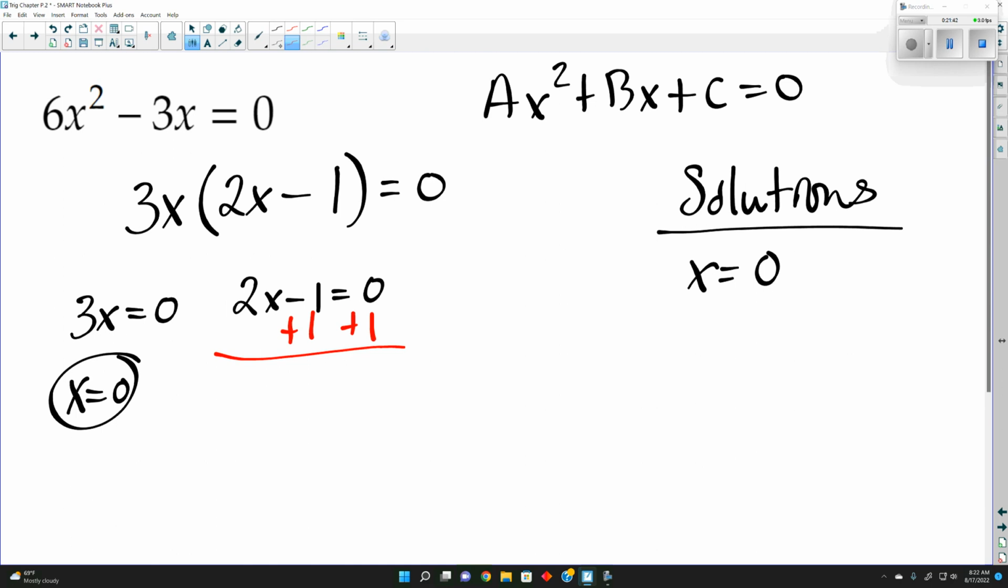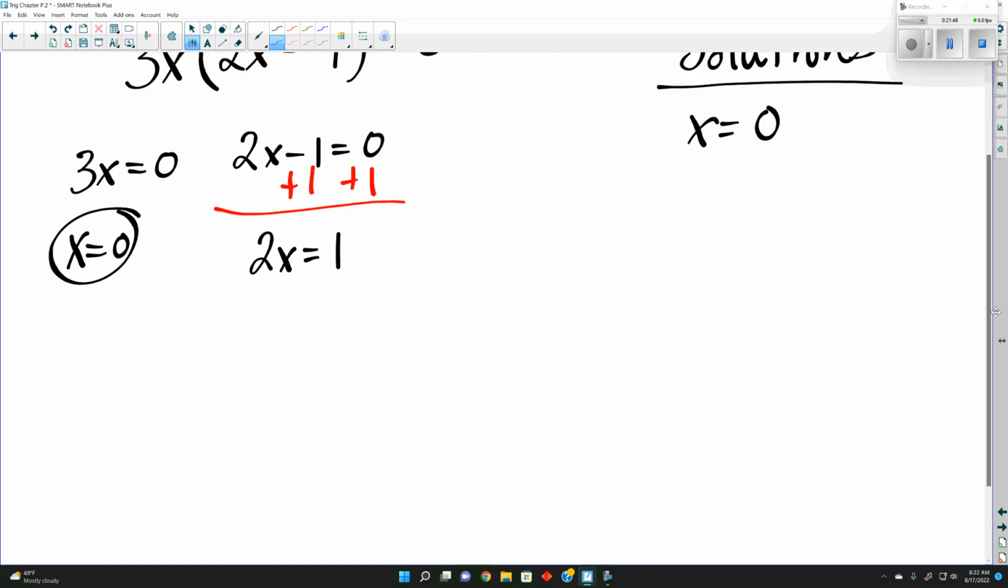Here we can add 1 to both sides, telling us that 2x is equal to 1. And then lastly, we can divide both sides by 2, telling us x is equal to 1/2. So our two solutions for this here are 0 and 1/2. Questions on this here?